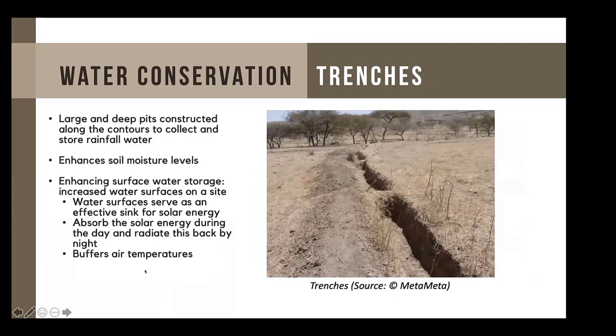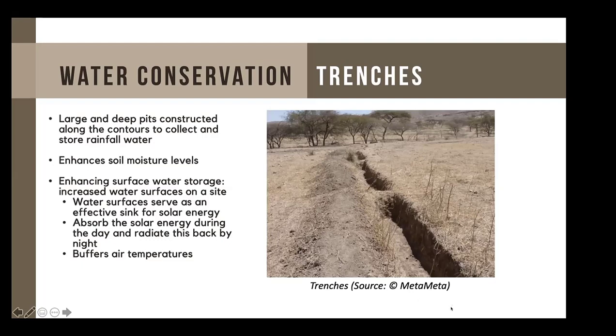And trenches. Yeah, so trenches, they are large and deep pits constructed along the contours to collect and store rainfall water. This rainwater harvesting enhances the soil moisture levels. And something that's very interesting that trenches do, which the other practices so far haven't really done, is that they gather and keep the rain during the rain season, which creates standing surface water. Yeah, so it increases the water surfaces on a site.